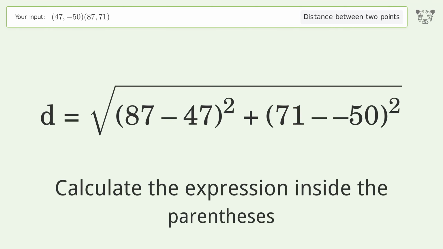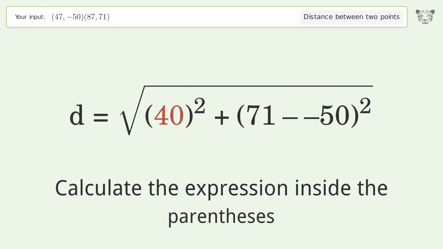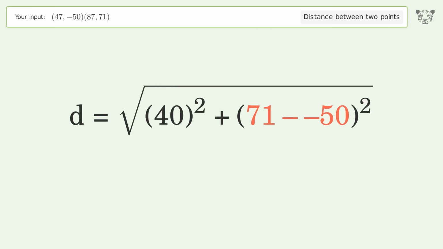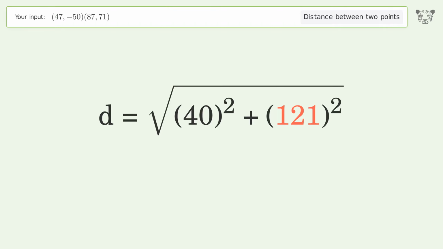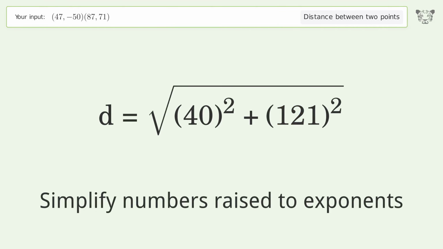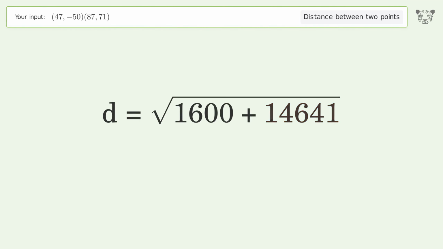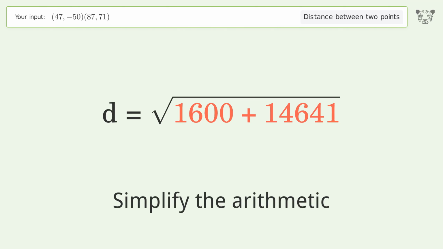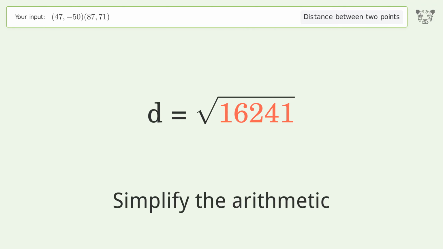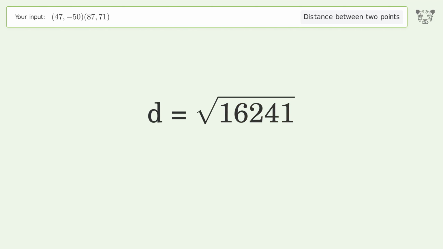Calculate the expression inside the parentheses. Simplify numbers raised to exponents. Simplify the arithmetic. And so the distance between the 2 points is the square root of 16,241, or 127.44.